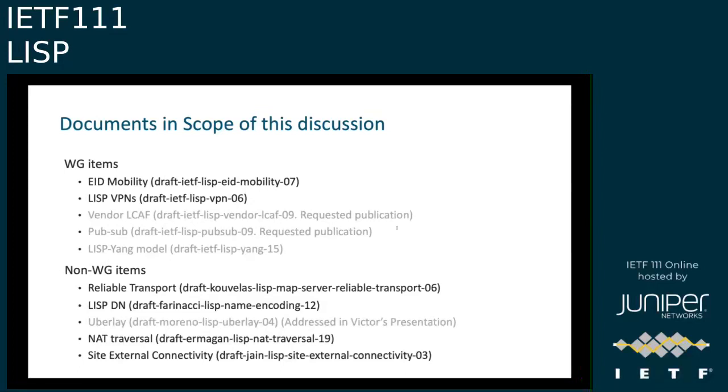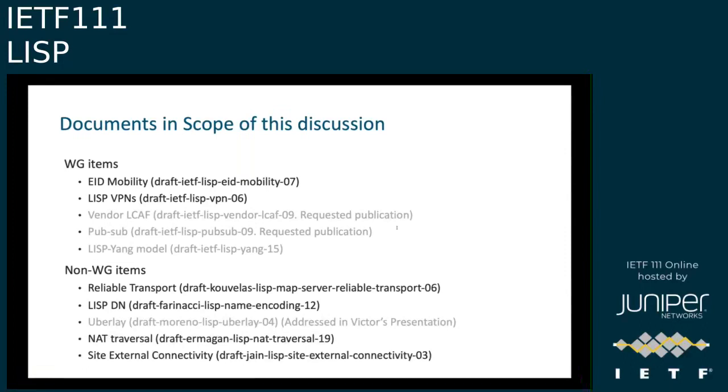And on the non-working group item list, there is one that is very important from this commercial implementation perspective, the reliable transport draft. We had discussions in the past, quite intense, but we've parked this one for a while now, and we wanted to bring it back.